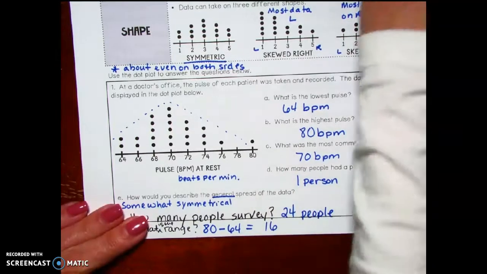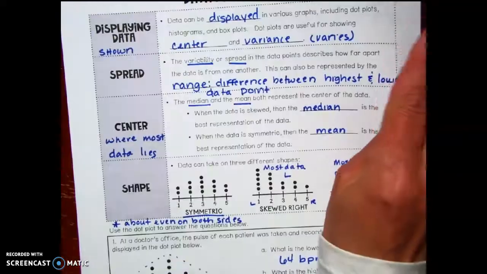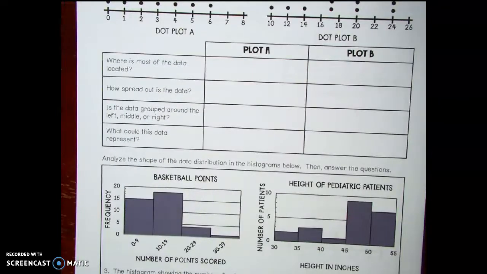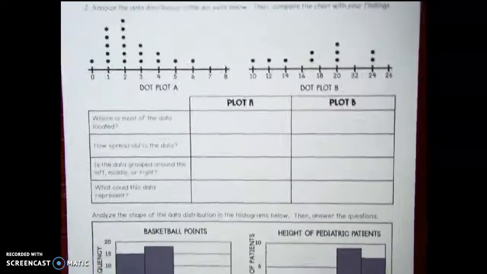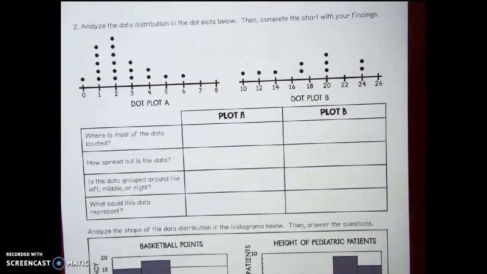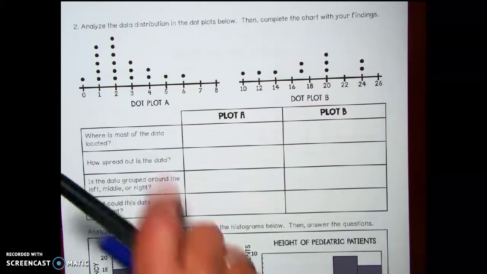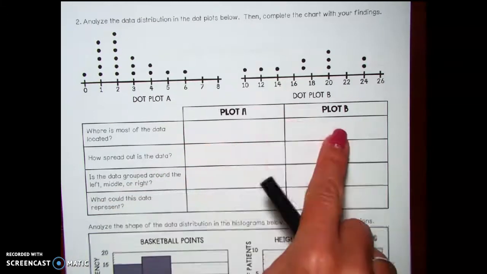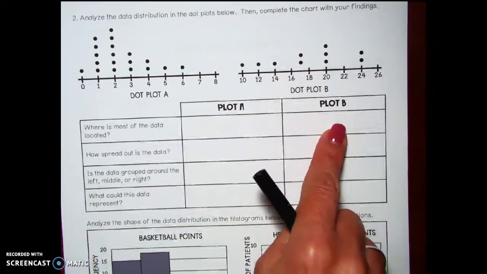Okay, so let's take a look at our next page. Now, if you needed to, you could write all this in your notebook. It does take a little bit extra, but all that is very important information. So we're going to analyze these two dot plots. First, we're going to take a look at plot A, and then we'll go straight to plot B.